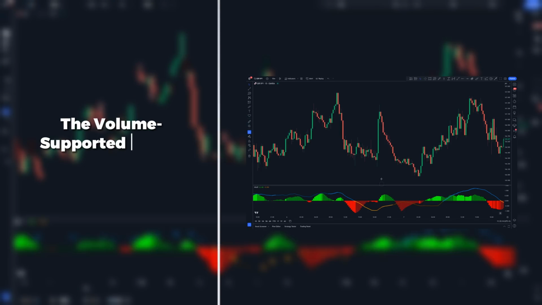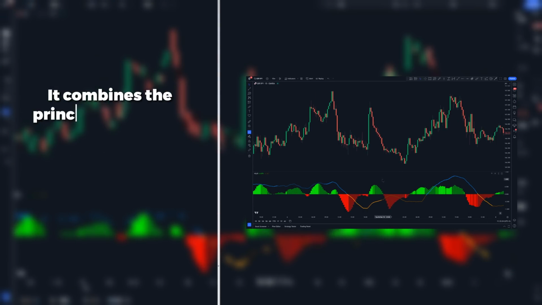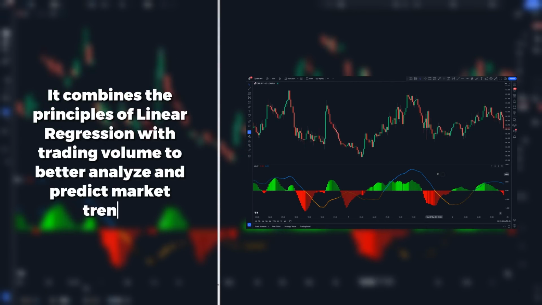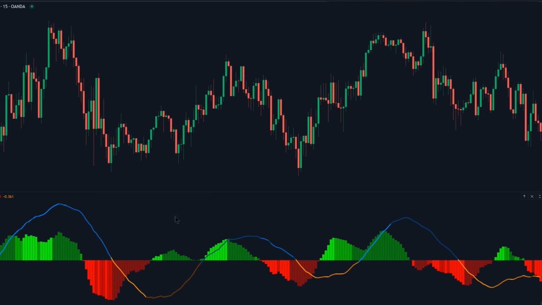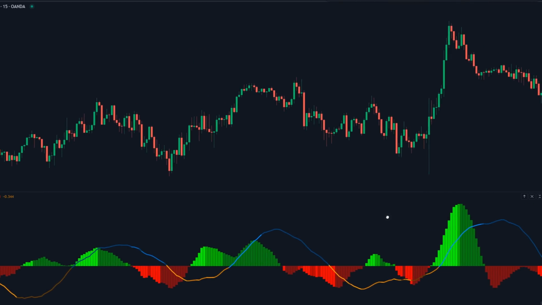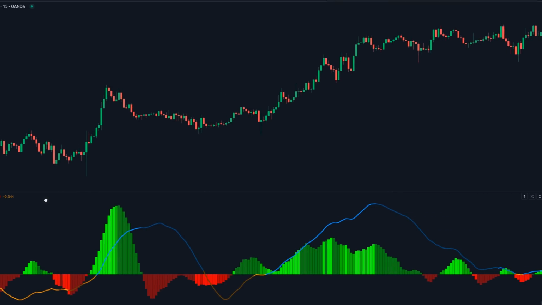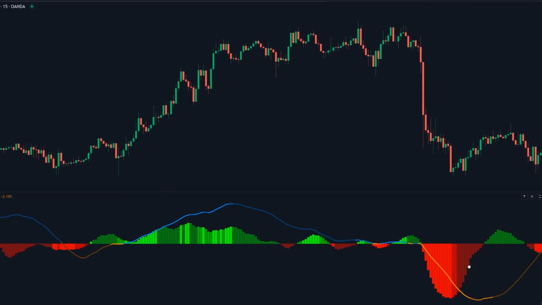The volume-supported linear regression trend is a technical indicator. It combines the principles of linear regression with trading volume to better analyze and predict market trends. This basically means that this indicator checks the linear regression of the price and volume and then calculates the trend strength and direction based on that data. Next, we're going to explore how we can use this indicator to trade.